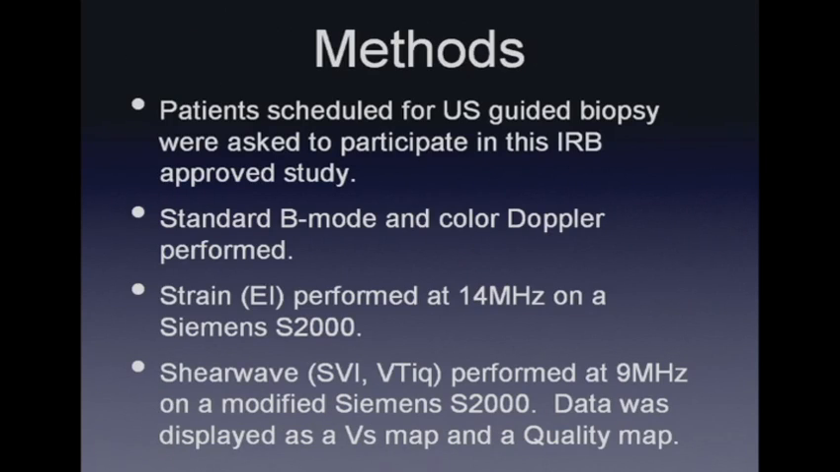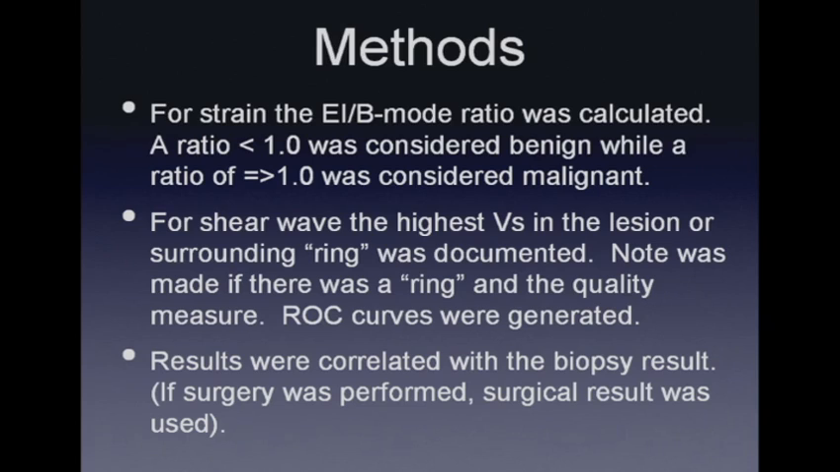So we wanted to do a study to evaluate this new technology. Patients that were scheduled for an ultrasound-guided biopsy were asked to participate in this IRB HIPAA-approved study. Standard B-mode imaging and color Doppler was performed. Strain imaging was performed at 14 megahertz on a Siemens S2000, and the shear wave imaging was performed on a modified Siemens S2000, which contained SVI, which is now called VTIQ, and it was performed with the 9 megahertz linear probe. The data was displayed both as the velocity map as well as the quality map.